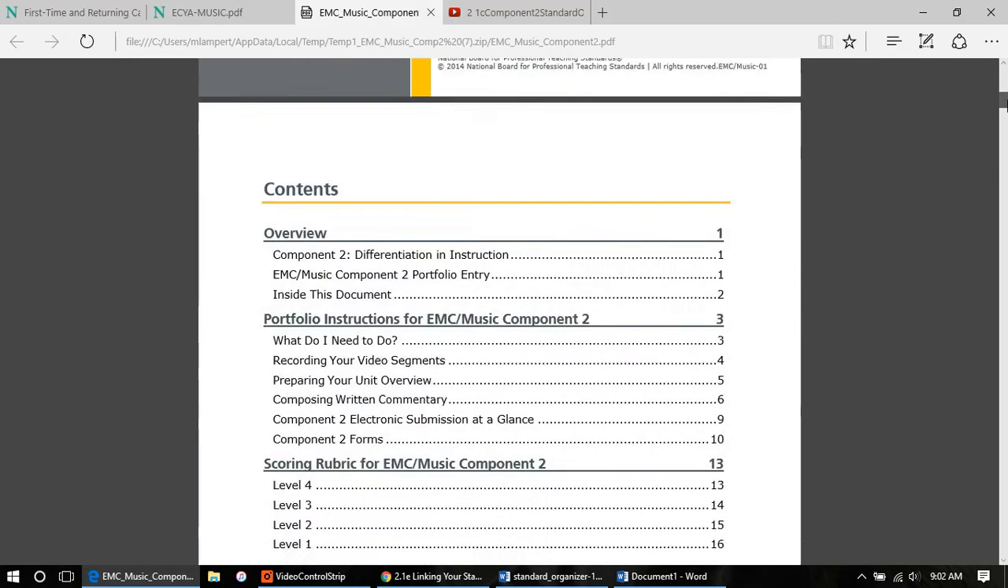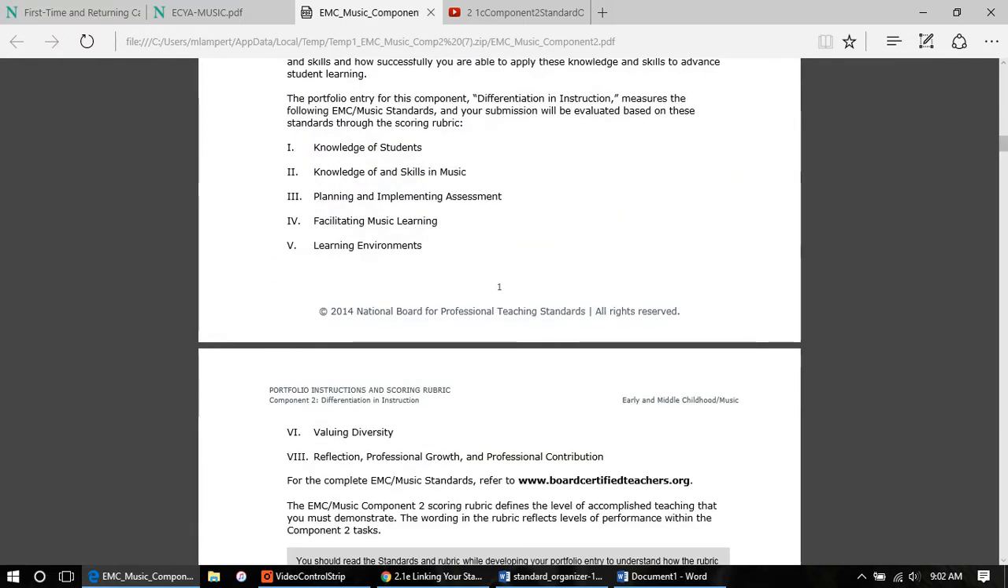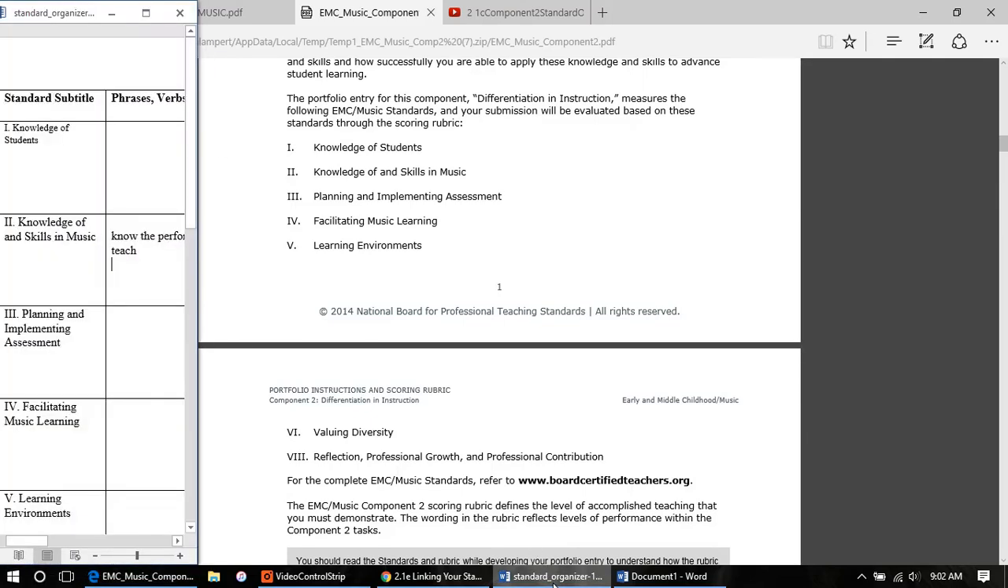And if I scroll down to the bottom of page 1 and the top of page 2, you see here are standards. Now I've already filled out my standard organizer, and over here on the side is the far left column of my standard organizer where I have pasted in all these standards: knowledge of students, knowledge of and skills in music, planning and implementing assessment, and so on and so forth.